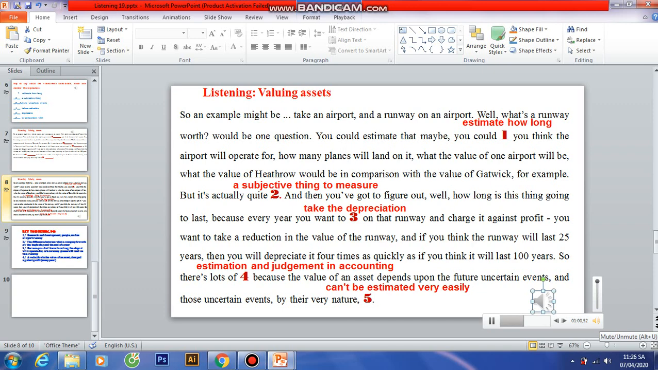So an example might be, take an airport and a runway on an airport. Well, what's a runway worth would be one question. You could estimate that maybe. You could estimate how long you think the airport will operate for, how many planes will land on it, what the value of one airport will be, what the value of Heathrow would be in comparison with the value of Gatwick, for example. But it's actually quite a subjective thing to measure.